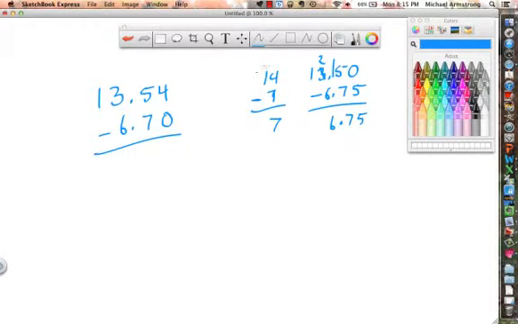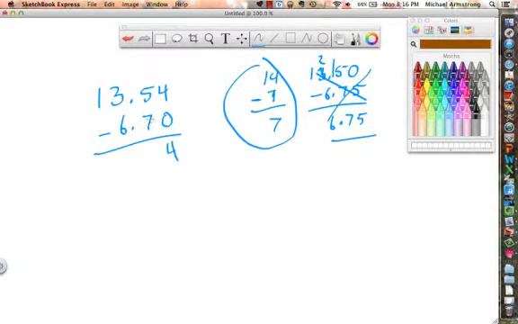Okay, so nonetheless, sometimes rounding is best, and sometimes those benchmarks get us a better answer, and we can still do it in our head. In this case, you can't, so rounding is the best. 14 take away 7 is 7, and our answer should be around that. It might be closer to 6.75. Anyway, we're going to just start by subtracting. 4 minus 0 is 4.